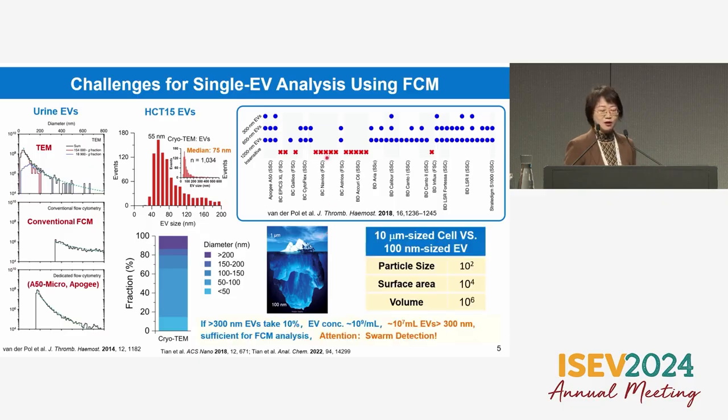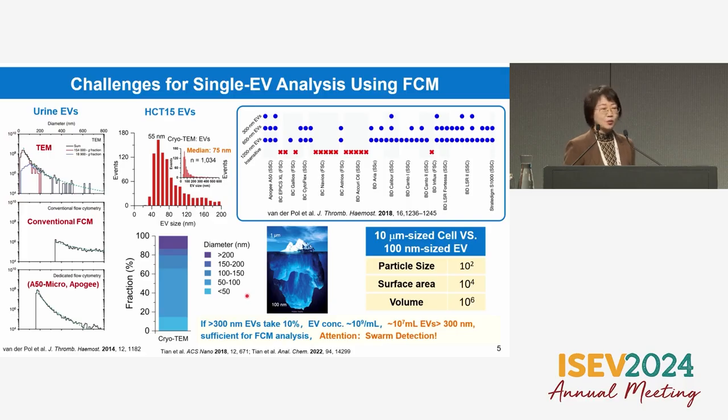But I also want to remind you that if EVs are larger than 300 nanometers in size, they only make up 10% of the total population, with a concentration range of 10 to the 9th particles per mL in plasma or cell culture medium. So there are still 10 to the 7th particles per mL of EVs larger than 300 nanometers in size. This quantity is sufficient for conventional flow cytometry analysis, and we even need to be cautious about swarm detection. But still, you are detecting the tip of an iceberg.